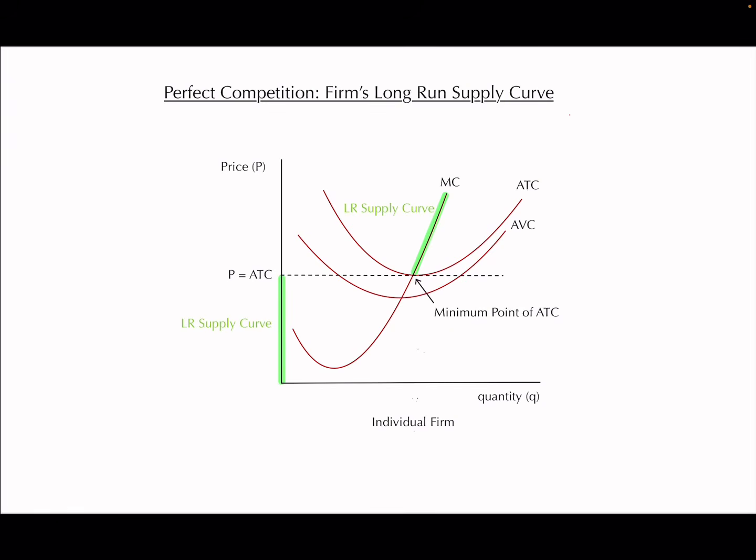Now, the reasoning behind the change from the minimum point of AVC to the minimum point of ATC is due to fixed costs. In the short run, we determined that fixed costs were considered as sunk costs, and were thus not considered when making the decision to shut down in the short run. However, as time moves on and we enter the long run, these fixed costs begin to become increasingly more variable.